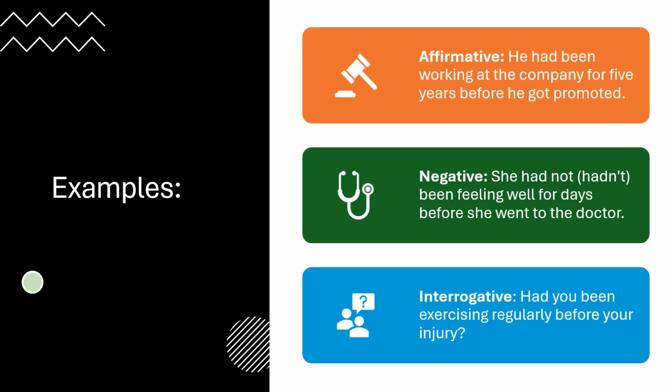Examples of past perfect continuous tense. Affirmative sentence: he had been working at the company for 5 years before he got promoted. Negative sentence: she had not been feeling well for days before she went to the doctor. Interrogative sentence: had you been exercising regularly before your injury?